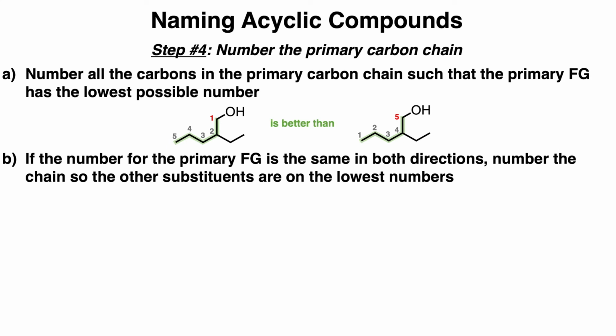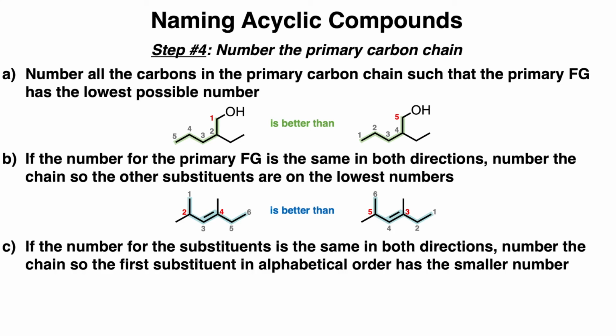If the number for the functional group is the same in both directions, number the chain so the other substituents are on lower numbers. The first molecule, where the 2 methyl groups are on C2 and C4, is better than the second molecule, where the 2 methyl groups are on C3 and C5, which are larger numbers.